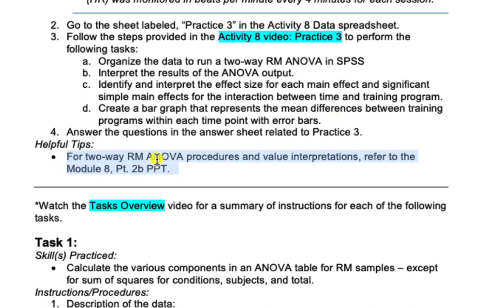So for all of the steps that I'll be running through, feel free to refer to the Module 8 Part 2B PowerPoint that goes through all of the screenshots and different scenarios that you might have. While the example we run in this one may be applicable to this example, you might have something different that shows up for your other task example of a two-way repeated measures ANOVA. So if all else fails and the video doesn't cover what you're looking for, you can always refer back to the PowerPoint, and hopefully that will help you piece some stuff together.